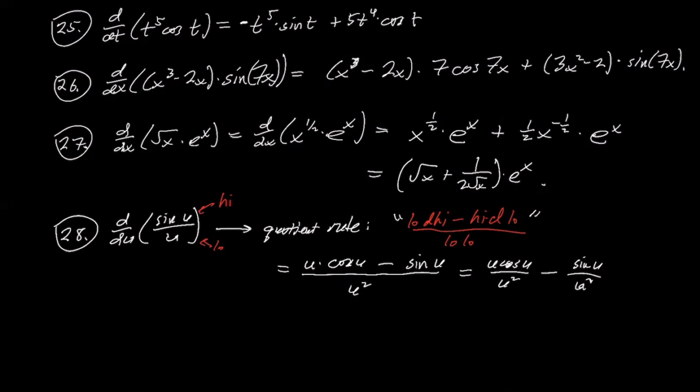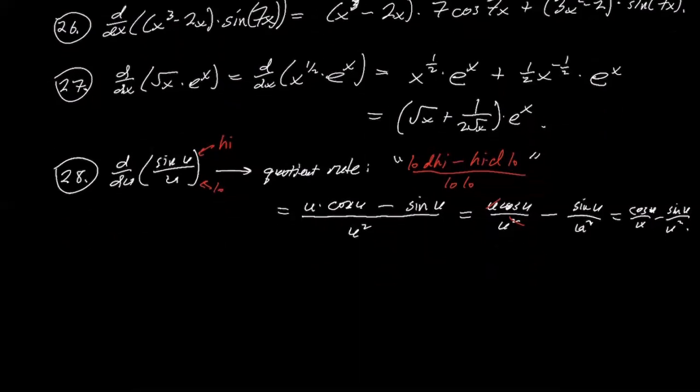And then these two, a u here cancels that squared there. And so it's cosine u over u. Just showing this because this is what the second way we do it is going to look like. Cosine u over u minus sine of u over u squared.